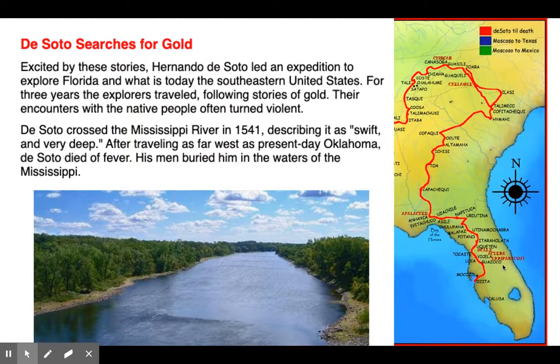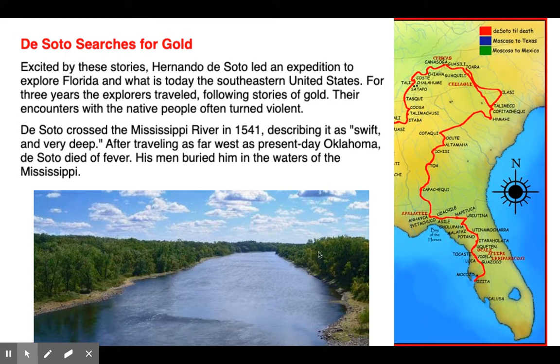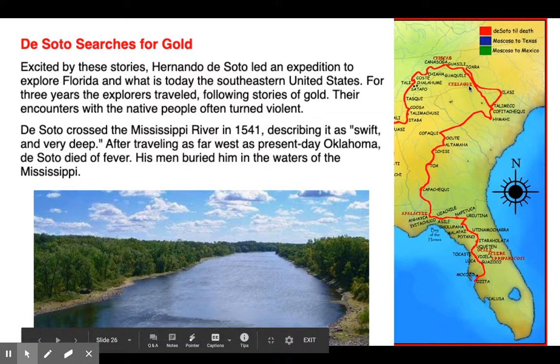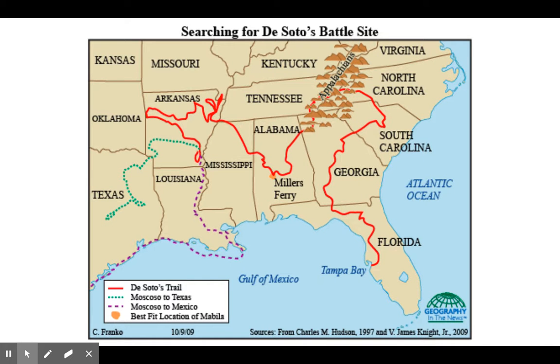If you take a look at the map, you can see this is kind of the path that he took up through America from Florida up into Georgia and some of those other states. Okay, stop and take notes on De Soto. All right, this is a different map that you can take a look at. It kind of shows you the states and where he traveled through. So he started out in Florida, and as he traveled around, he went through Georgia, he crossed through South Carolina, North Carolina, crossed the Appalachian Mountains, down into Alabama, and then all over Arkansas until he finally died, and they dumped him in the Mississippi River.